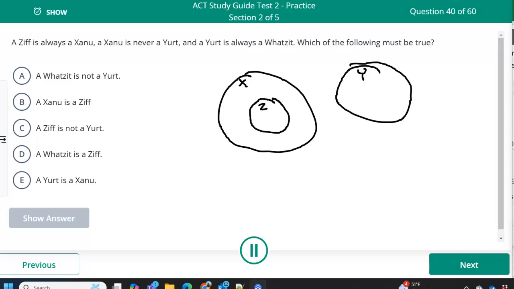We can draw it so it doesn't hit any of those, but which of the following must be true? A what's-it is not a yurt. That is not true because the what's-it is going to encompass the yurts. A zanu is a, wait a minute. A what's-it is not a yurt. Does that have to be true? No. A zanu is a ziff. Does that have to be true? No, because we have this area out here where we have zanus that are not ziffs. A ziff is not a yurt. Well, a ziff is definitely not a yurt. Those are not going to move. We're still flexible on the what's-it, but a ziff here is definitely not a yurt, which is over here. So we're going to go with C.